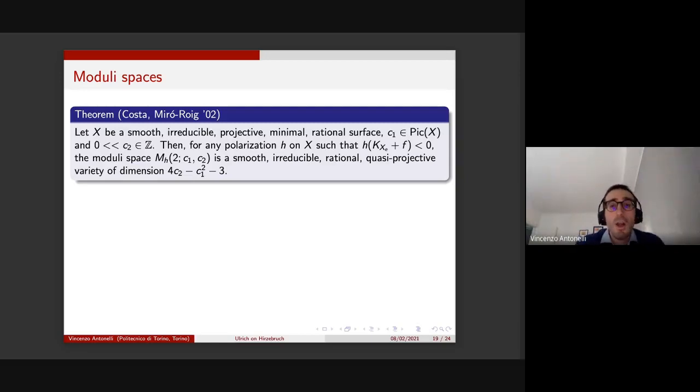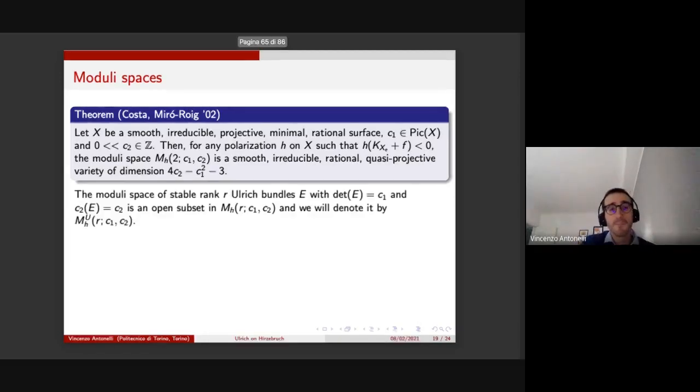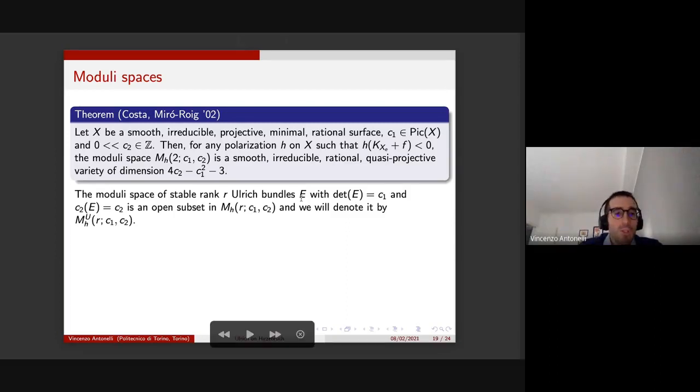with respect to polarization H. And here I just want to say that this condition on the C2 is to ensure the non-emptiness of the space. And the condition, so here is for rational surfaces. If you take Hirzebruch surfaces, you have this condition on the polarization. The condition on the second Chern class is to ensure the non-emptiness. And actually, the moduli space of stable rank 2 Ulrich bundles with fixed determinant and a fixed second Chern class is an open subset of this moduli space of stable vector bundles with these invariants. And we will just denote it by mu.